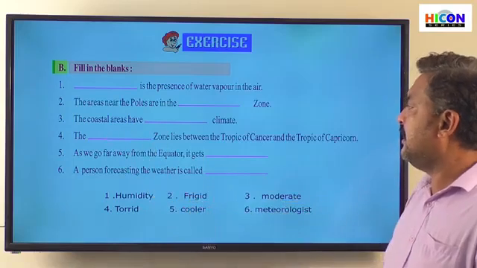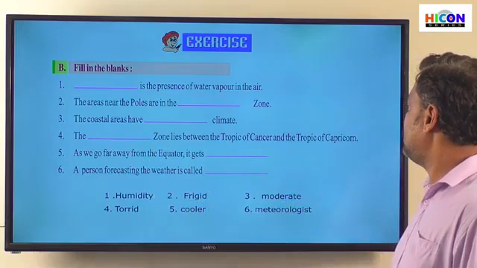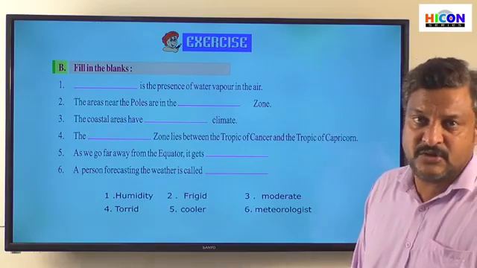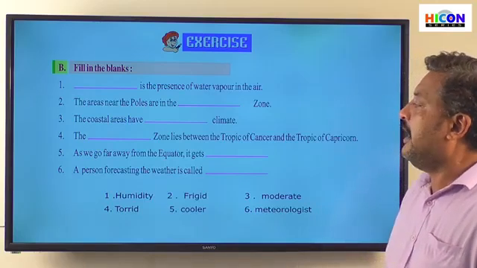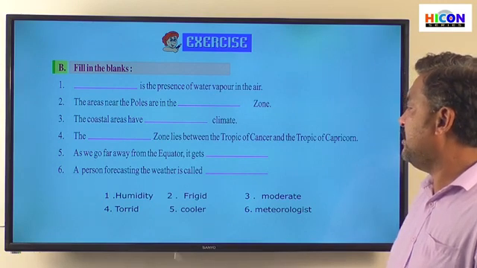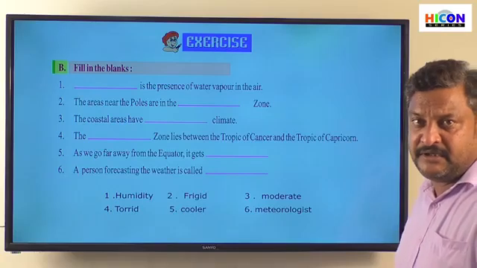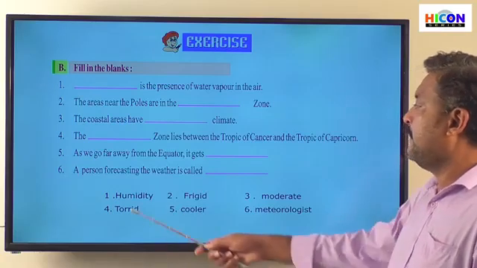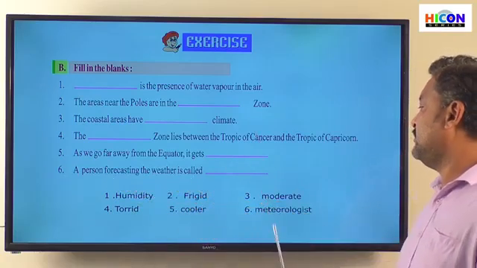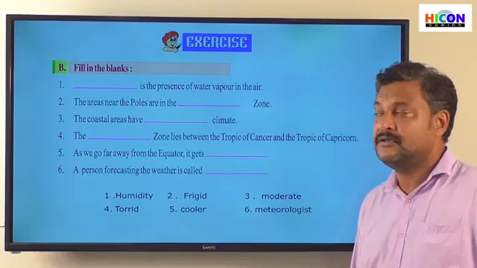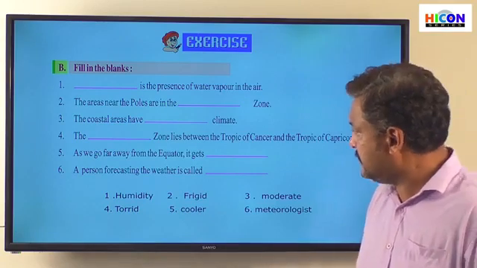The zone that lies between the Tropic of Cancer and the Tropic of Capricorn is a torrid zone, the extreme hot zone on the Earth's surface. As we go far away from the equator, it gets cooler. A person forecasting a weather is called a meteorologist. Right? So these are the questions and the answers.